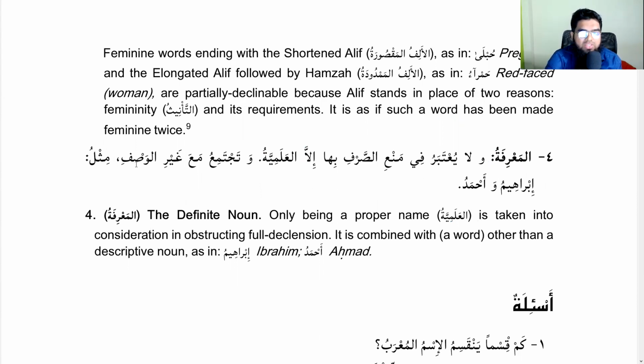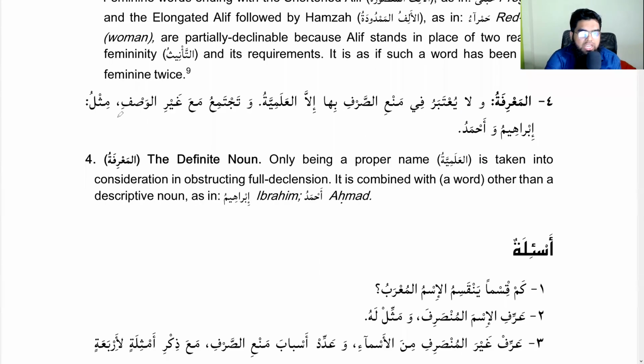وَتَسْتَمِعُ مَا غَيْرِ الْوَصْفِ مِثْلُ إِبْرَاهِيمُ وَأَحْمَدُ. And it will match with other than descriptive nouns, as in Ibrahimu and Ahmadu.